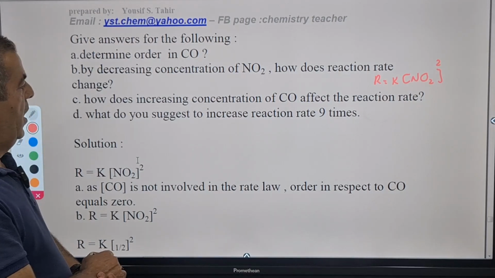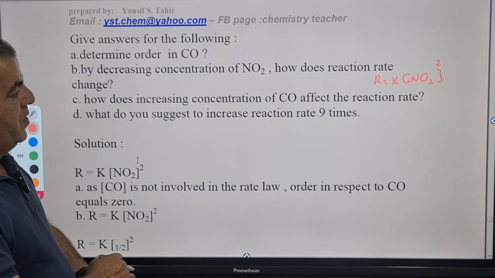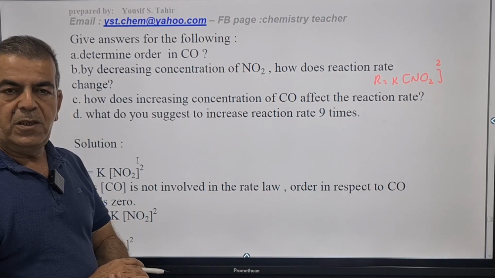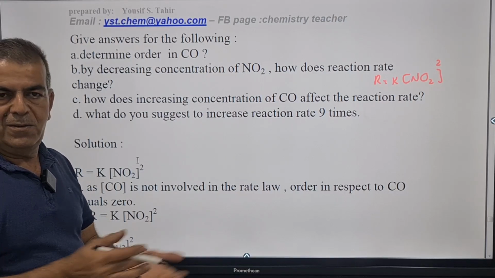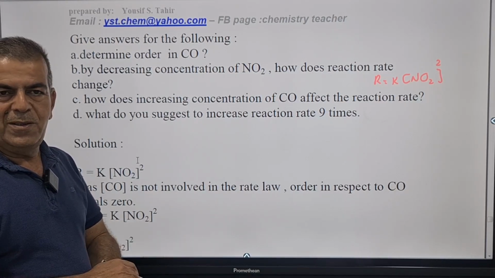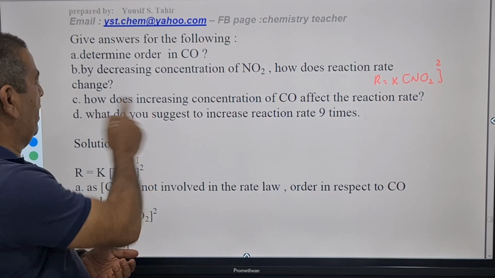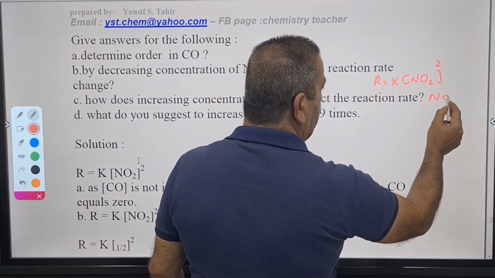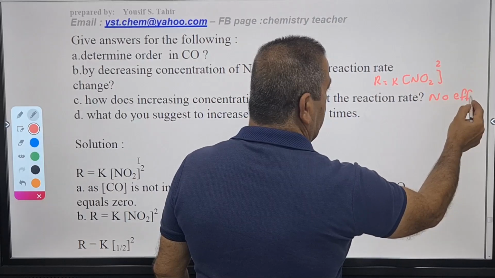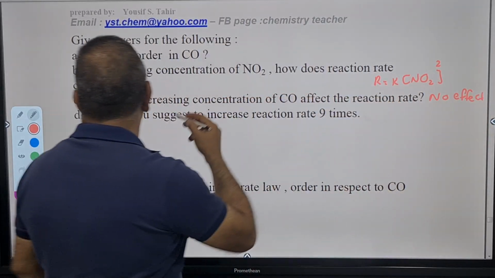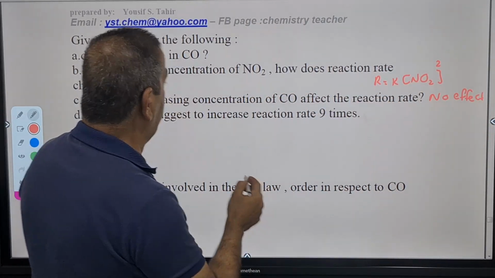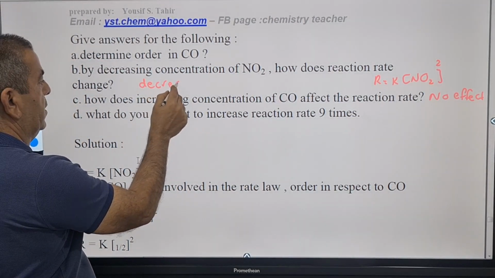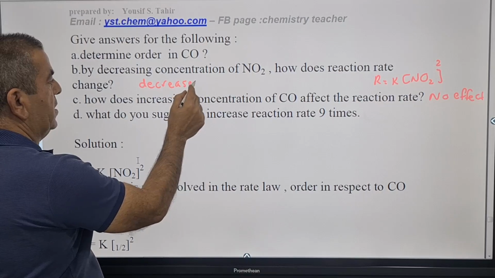C, how does increasing the concentration of CO affect the reaction rate? CO is not involved in the rate law. Why? Because it doesn't affect the rate, and its order is 0. So here we have no effect. But in B, decreasing the concentration of NO2 decreases the rate.